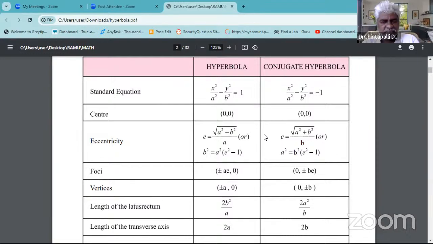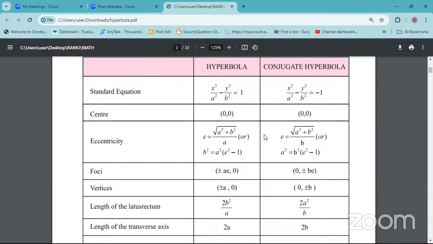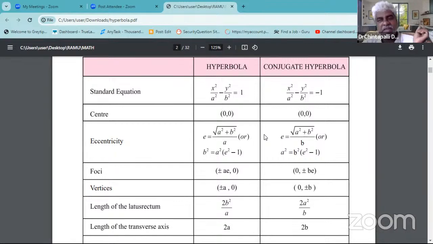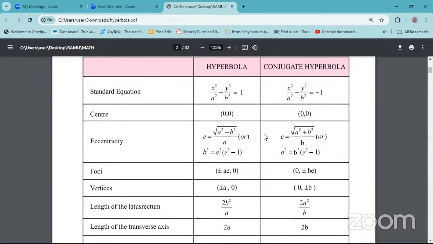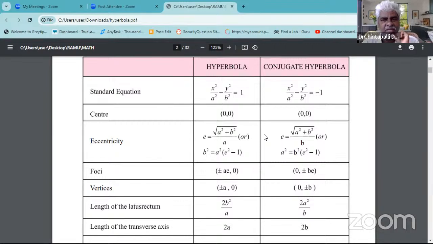Here it is root of a square plus b square by, only the difference is a square and the plus and minus. There it is minus, root of a square minus b square by a square. Here it's only a and b now, there's no a square in the denominator. The middle sign is the difference only. Here it's plus, there it is minus, right?